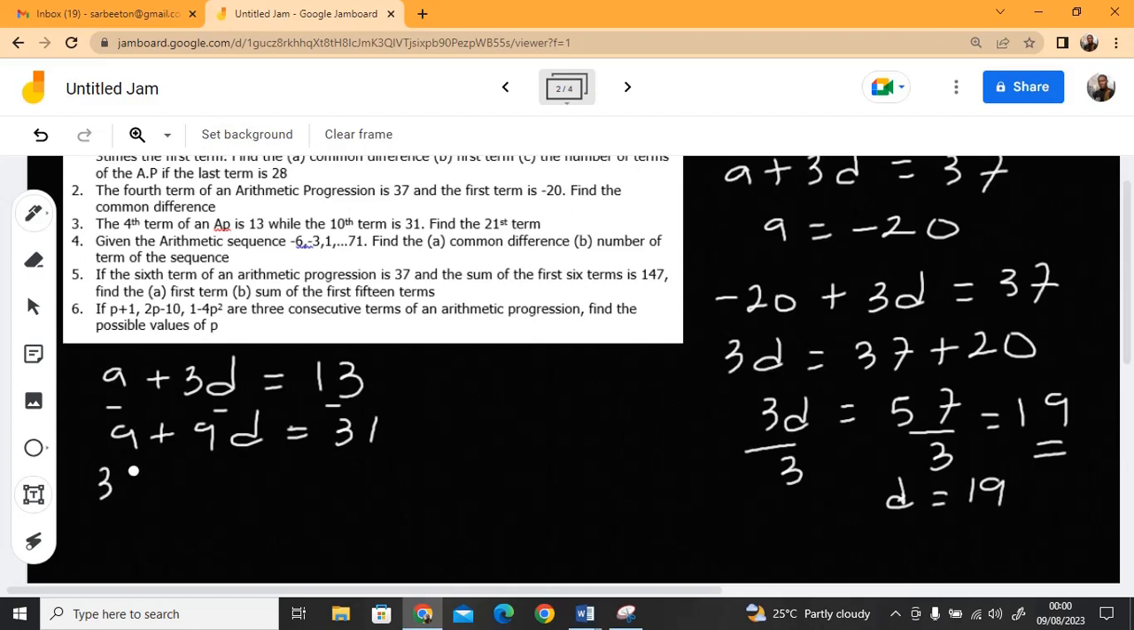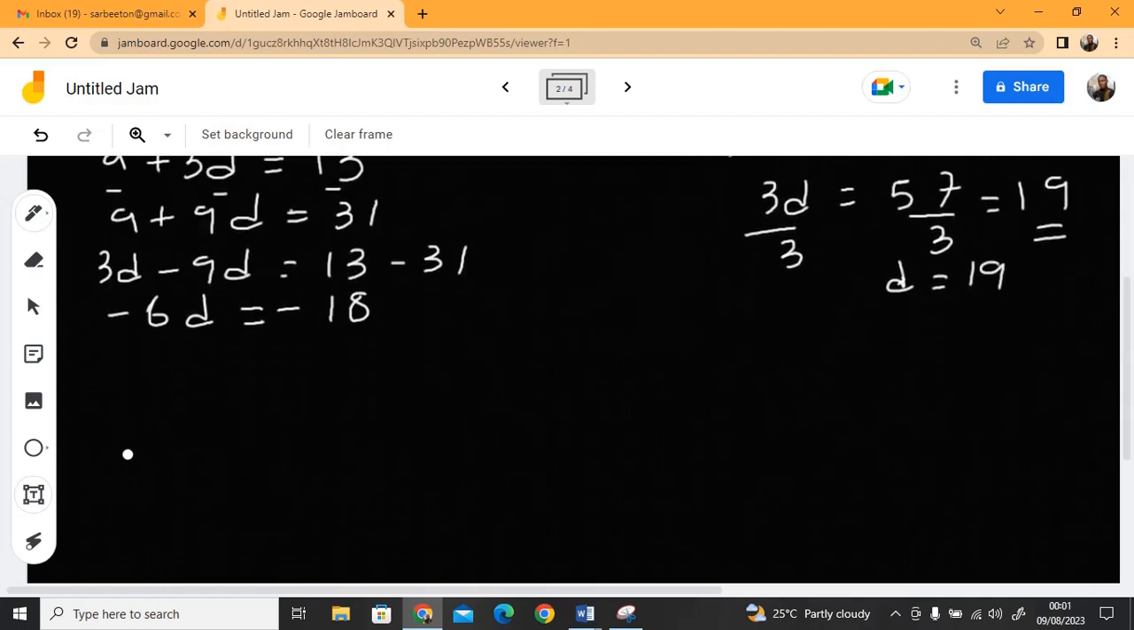So this will be 3d minus 9d equals 13 minus 31. 3d minus 9d gives minus 6d. Minus 6d equals 13 minus 31, which is minus 18. I'll divide both sides by minus 6, since I'm looking for d. Minus cancels minus, 6 cancels 6, and 18 divided by 6 is 3. So my d equals 3.